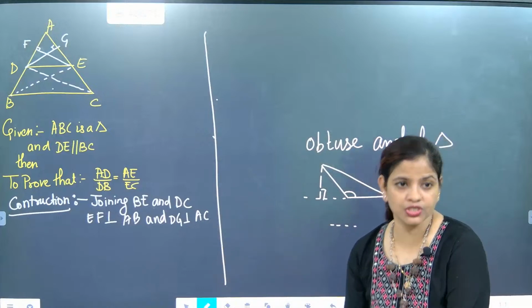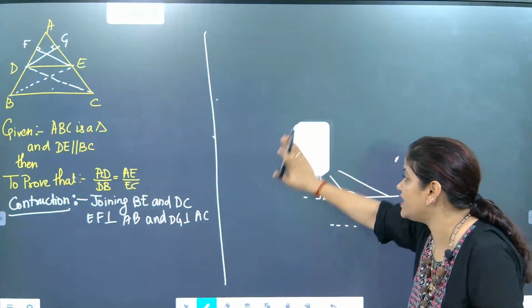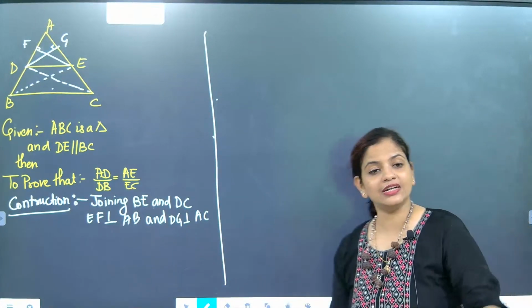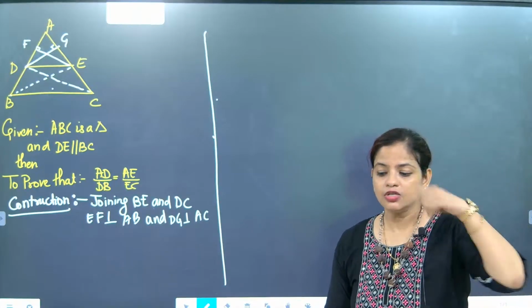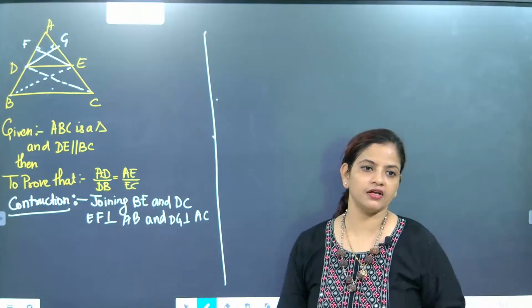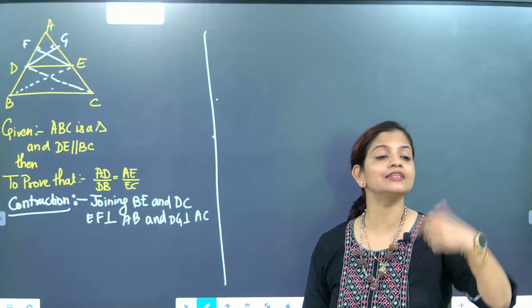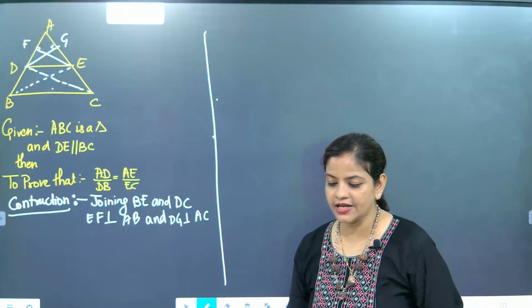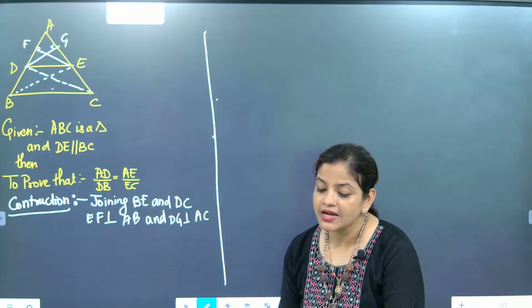We are going to use this one. When I start that concept, I will tell you this is an obtuse angle triangle. So in an obtuse angle triangle, where is the height? Outside the triangle, because one of the angles is greater than 90 degrees.